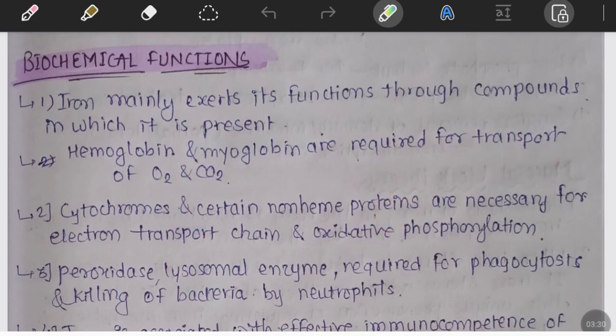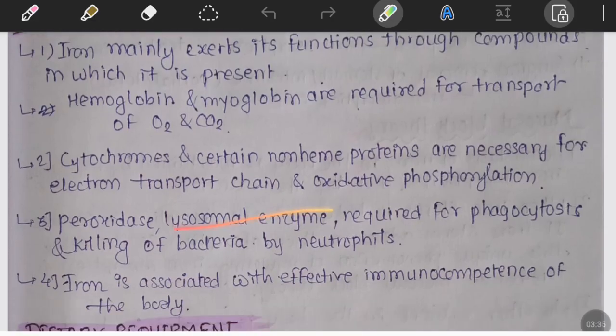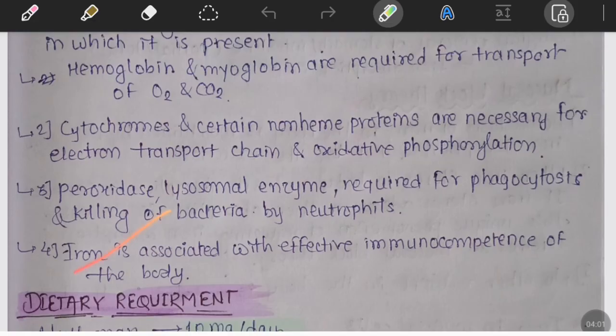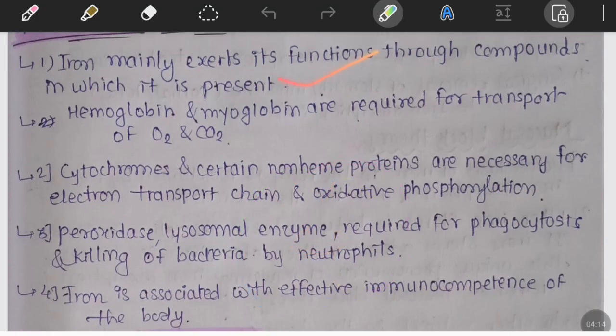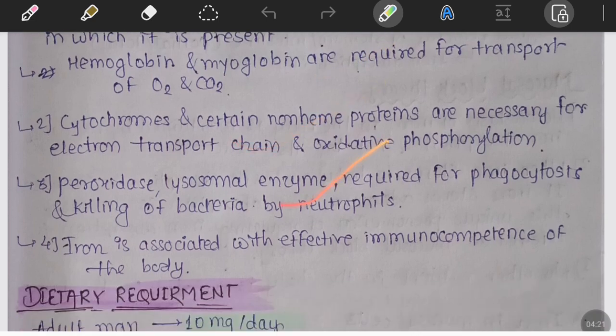Iron is also required for the enzymes inside the neutrophils. One of the most important enzymes is peroxidase. It helps neutrophils kill bacteria after phagocytosis. So iron doesn't just carry oxygen; it also helps your immune system fight infection. Iron is present in many enzymes involved in oxidation reduction reactions. That's why iron deficiency affects multiple organs, not just the blood. So far, remember only 4 functions: hemoglobin, oxygen transport; myoglobin, oxygen storage; cytochrome, ATP production; and peroxidase, bacterial killing. If you remember these 4, you will answer most short notes confidently.